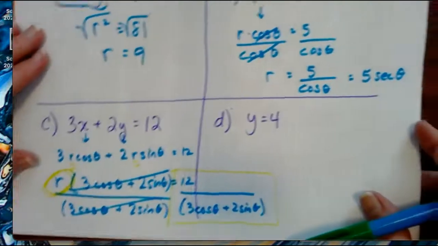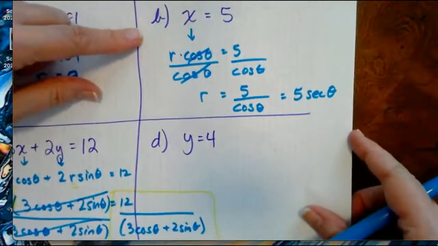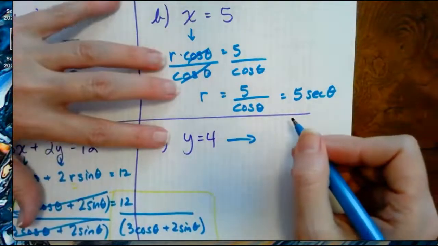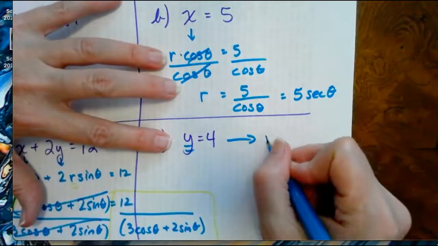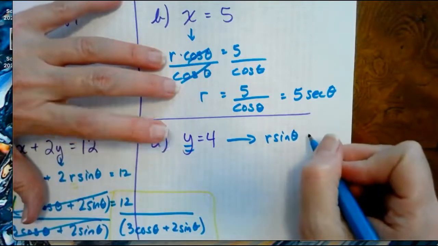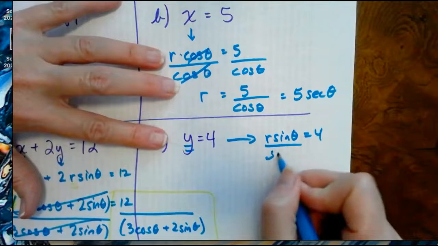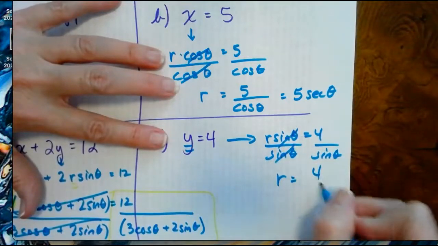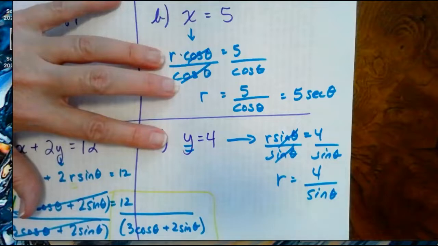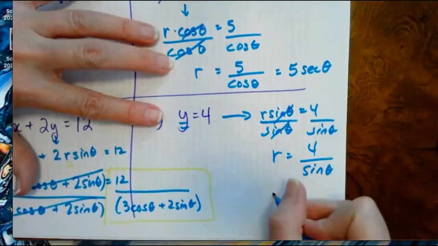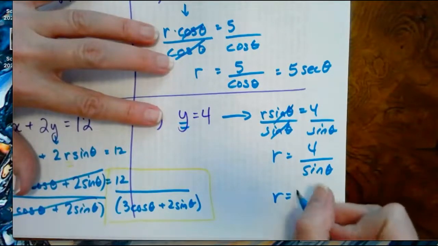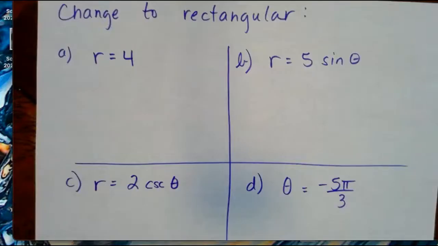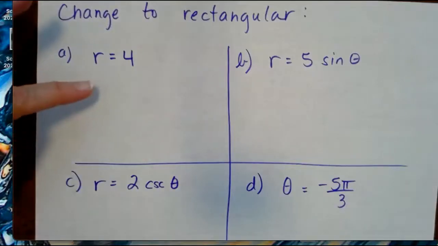We're going to do this the same way we did letter B, just up above, except it's equal to y. So when we make our substitution, y is equal to r sine theta. So r sine theta equals 4. Divide by sine theta. R equals 4 over sine. You can leave it 4 over sine, or the reciprocal of sine, of course, is cosecant: 4 times cosecant theta.